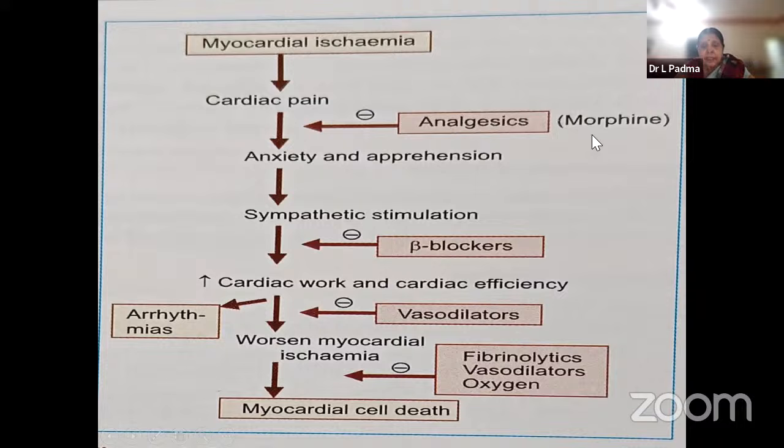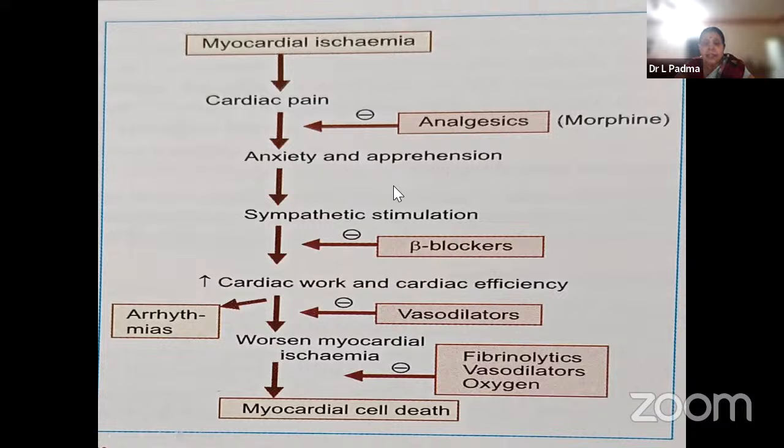One is it acts as a mu agonist. So it is the opioid analgesic, a central mu agonist. By this, when we give it IV, it decreases anxiety and apprehension. Then it produces sleep, makes the patient indifferent to the surroundings and hence relieves pain.